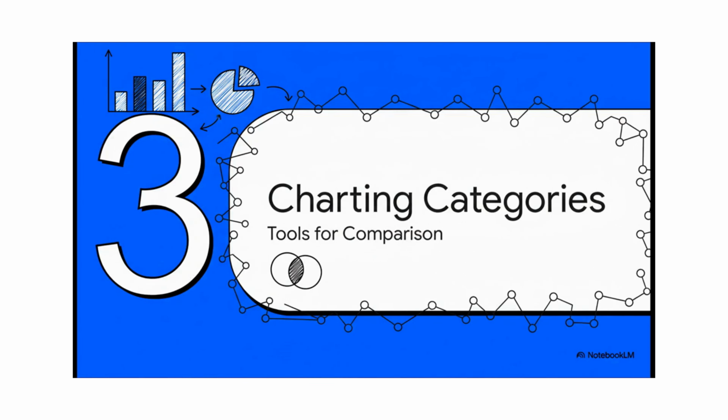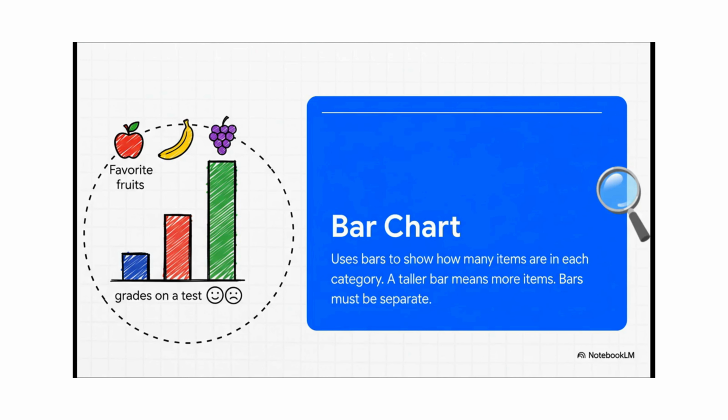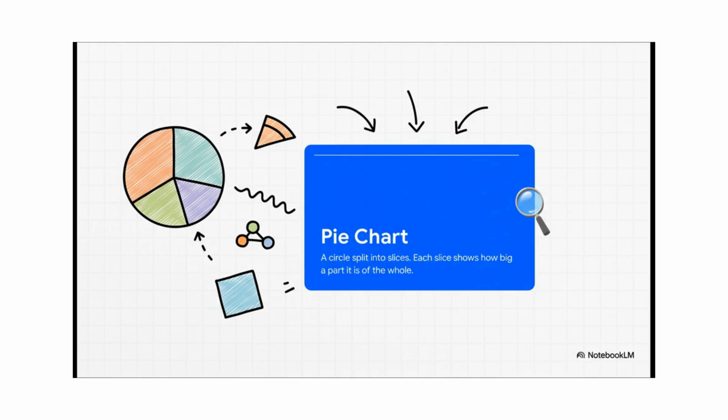Okay, on to section 3, charting categories and parts. Now that our data is all organized, let's start making it visual with some tools that are built for comparison. First up, the good old bar chart. Its job is to compare different, separate categories, things like favorite colors or types of pets. The rule is easy. The taller the bar, the more stuff is in that category. But here is the key rule, the one that always trips people up on exams. The bars must be separate. They do not touch.